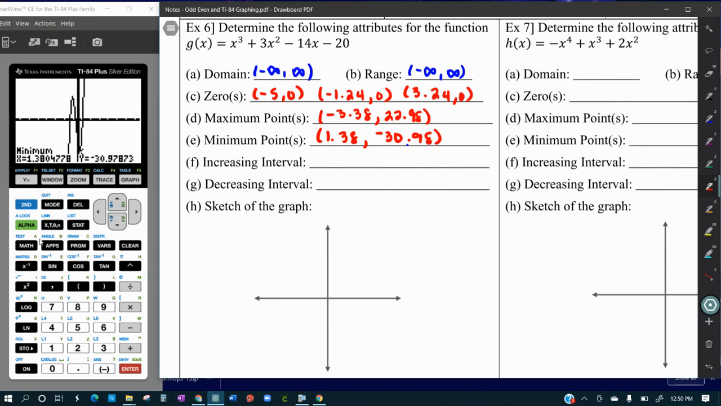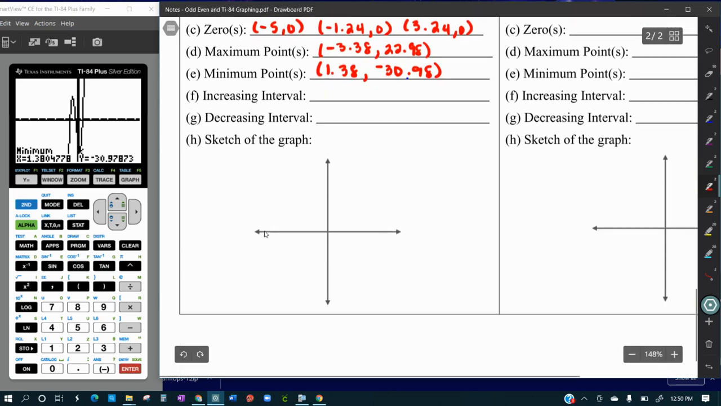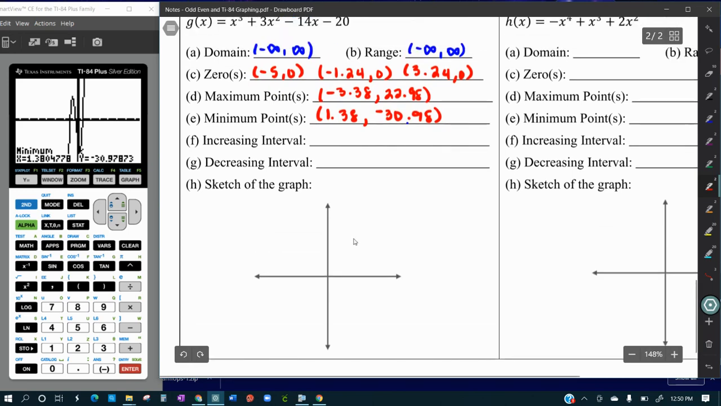Okay. Now, everything else we can get from our sketch because the sketch is a tad bit easier to work with. So before I do FG, let's do H. Let's make a sketch of this graph.